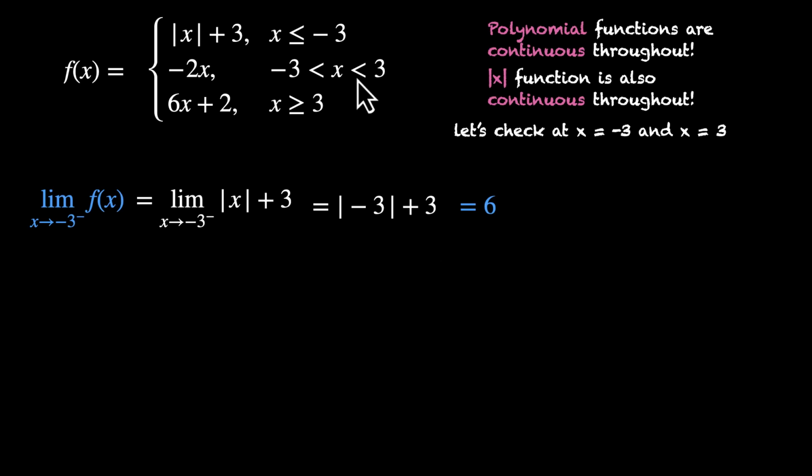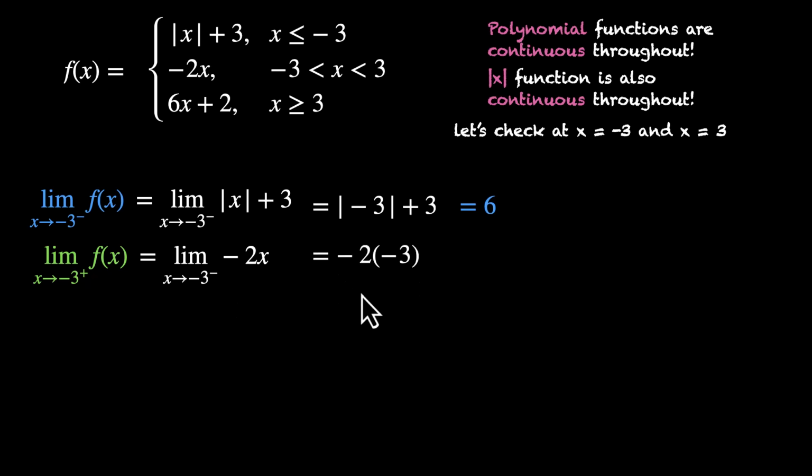What about the right hand limit? Right hand limit is x tends to minus 3 plus of f(x). So we'll use this definition, minus 2x. So minus 2 times minus 3, we can plug in the value. Minus 2 times minus 3, that's minus minus plus 2 times 3, 6. So the limit exists. This means whether we approach minus 3 from the left side or from the right side, the function is approaching 6. It's approaching the same thing.